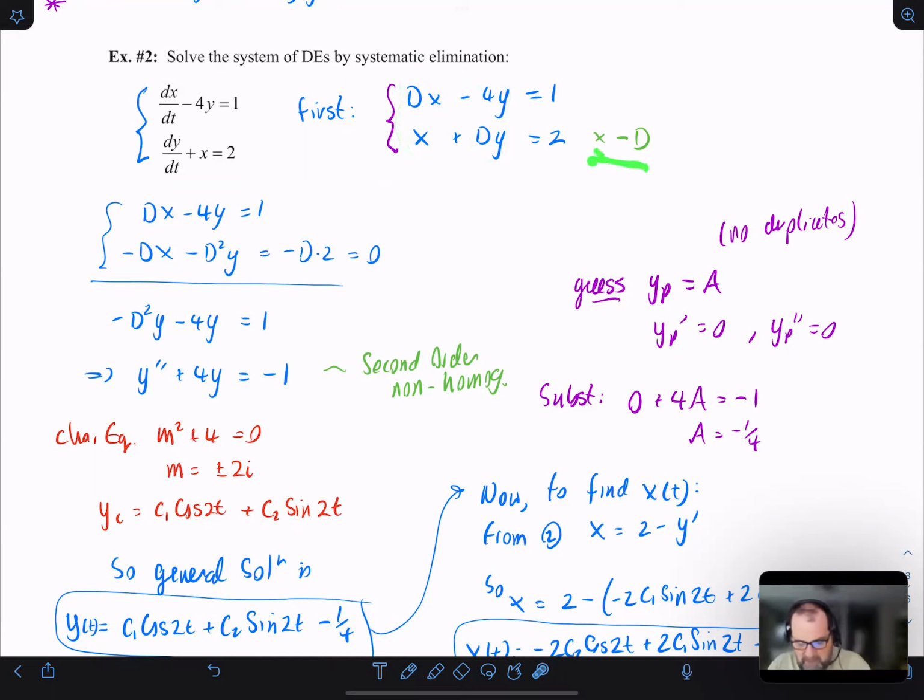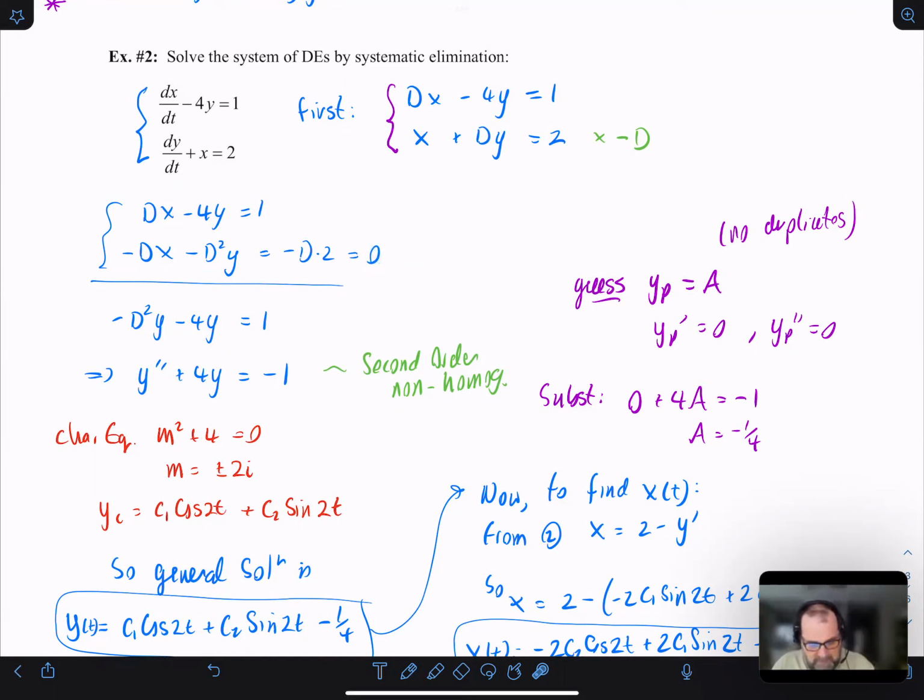This would require that I multiply through the second DE by minus D. And again, multiply is probably not the best word here because D is not a quantity, right? It's an operation. But I need to apply minus D on the second equation. So the first equation is untouched, and then I'm going to do a minus D through the second equation. That gives me a minus Dx, and then a minus D squared y, and then on the right-hand side, I get a minus D acting on 2. What is the derivative of 2? It is 0. So this one just becomes 0.